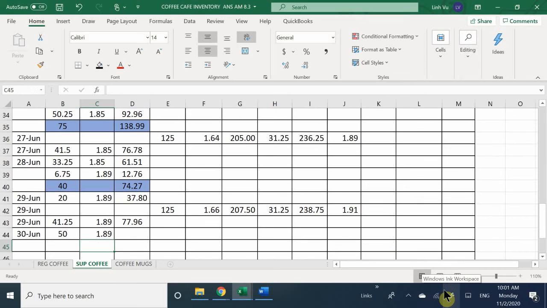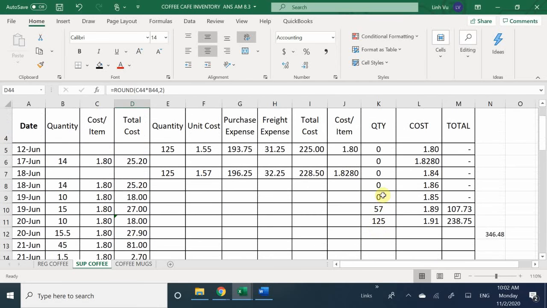All right, so what's my total calculation here? 94.50. 94 and 50 cents. Good. All right, now let's go ahead and update our inventory. So we have to subtract 50. If we have 57 minus 50, how much is left? So your total amount should be 251 and 98 cents left of Supreme Coffee.